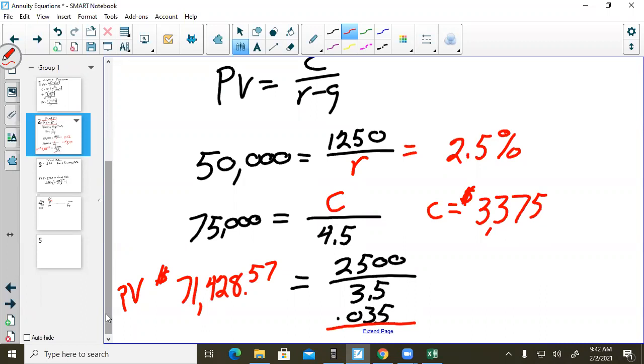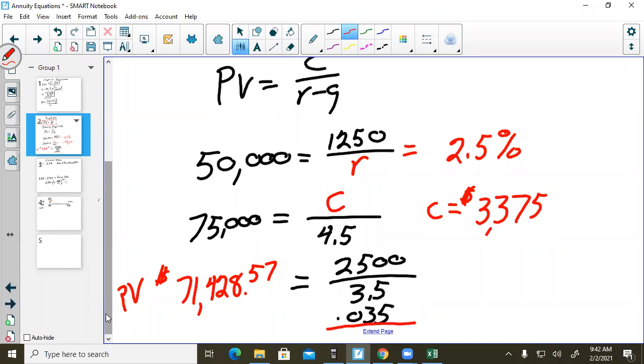So, folks, that's everything that we can calculate with a perpetuity. Unlike an annuity where we're using the calculator and using our buttons, with the perpetuity you have to use this equation. But that's how simple it is, okay? Is everybody good? Any questions on perpetuity?